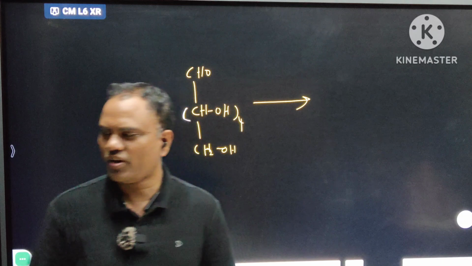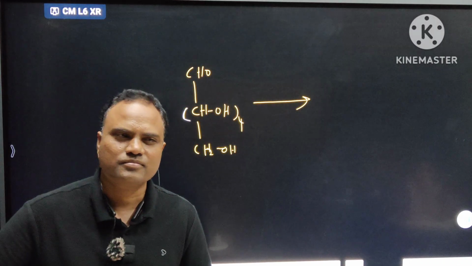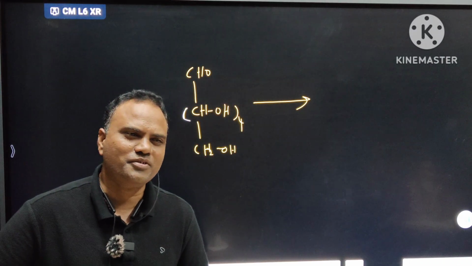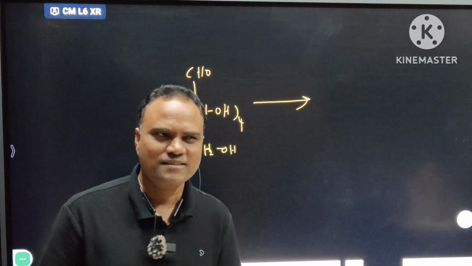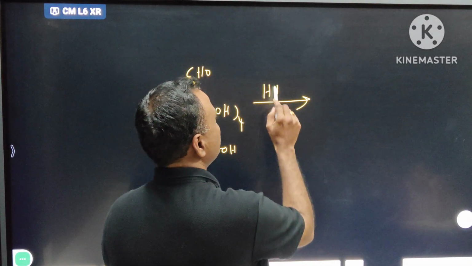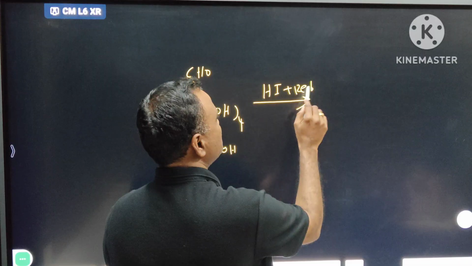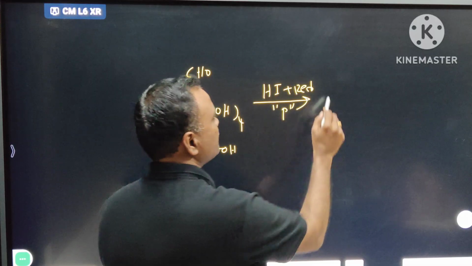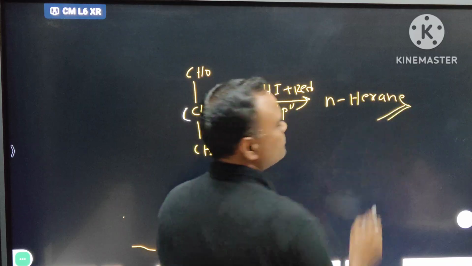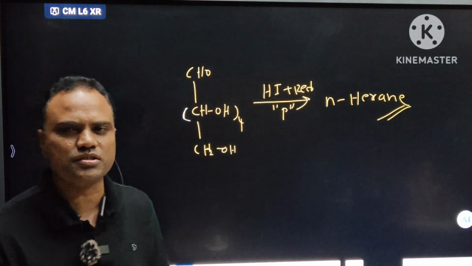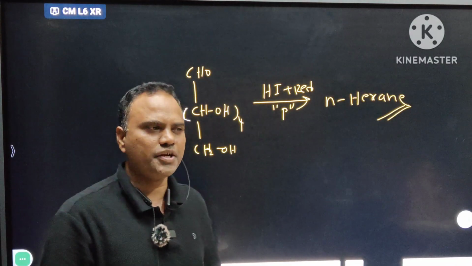Glucose. What is the formula of glucose? How do you know? Based on this reaction: glucose when treated with HI plus red phosphorus produces n-hexane, a 6-carbon alkane. So glucose contains 6 carbons in a straight chain.